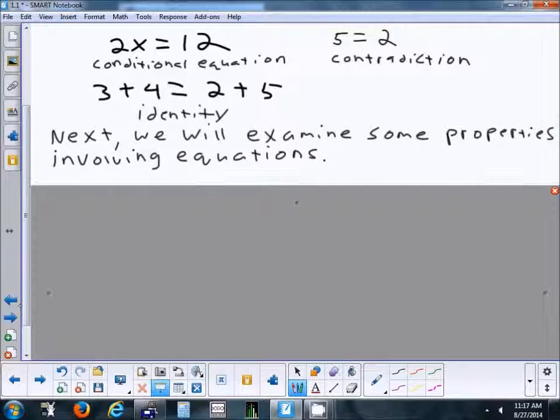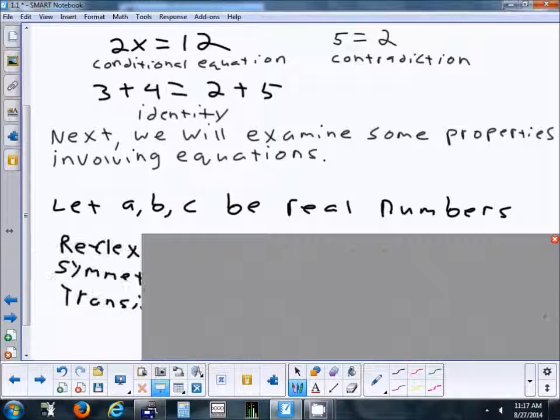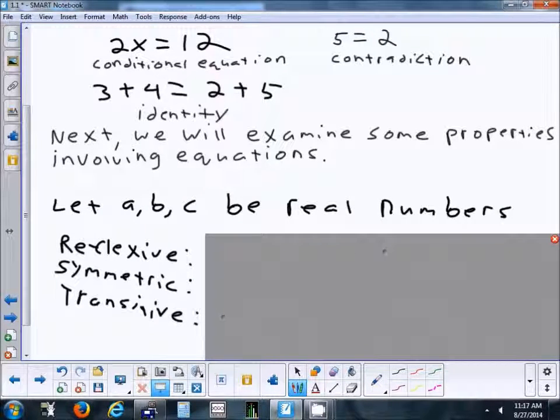Let's take a look at 3 properties involving equations. These 3 properties can come up in a lot of different ways. You see them quite a bit in geometry: reflexive, symmetric, and transitive. We're going to talk about these 3 properties relating to equations. Does anybody remember what the reflexive property means? Again, it can be applied to congruent triangles, parallel lines, or equations, but there's a general idea of what reflexive means. Remember what that is.